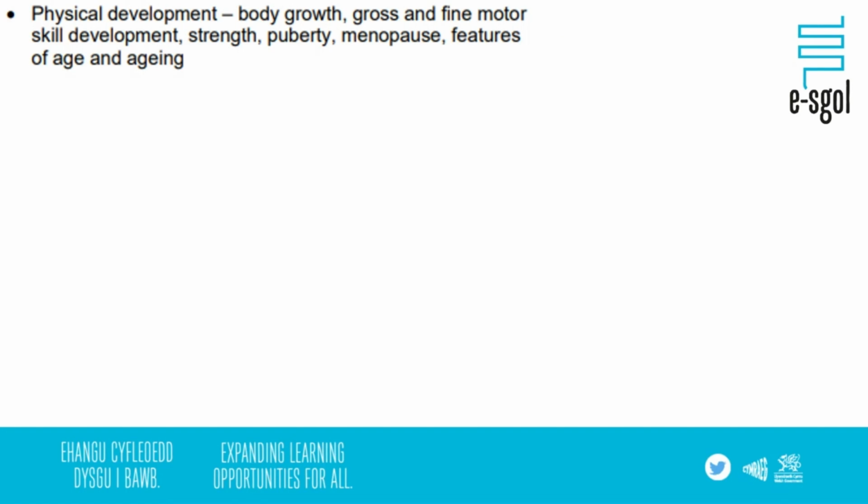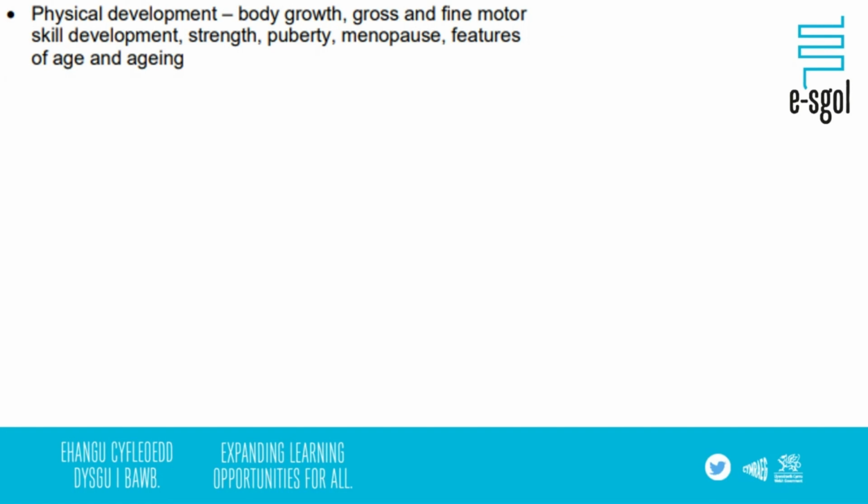includes obviously how we grow, okay, our gross and fine motor skills, perhaps the strength that we develop towards the end of childhood and into adolescence, obviously changes that can occur during puberty, then the menopause, and features of age and aging. So in the specification, WJEC specifically show us that we need to be aware of milestones and what can happen physically in terms of development right through our life cycle.